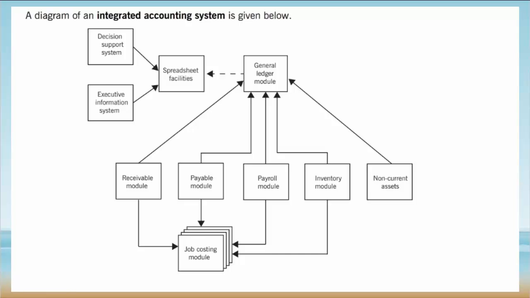Integration with spreadsheets and decision tools. The book mentions links to spreadsheets and to decision support or executive information. In practice, this means your integrated system can export clean, up-to-date figures into a spreadsheet for deeper analysis, budgeting, or charts, and it can feed summary dashboards for managers. The important point is that the data in those tools is pulled from the same single source of truth, not typed again by hand. Common benefits you will feel day to day.